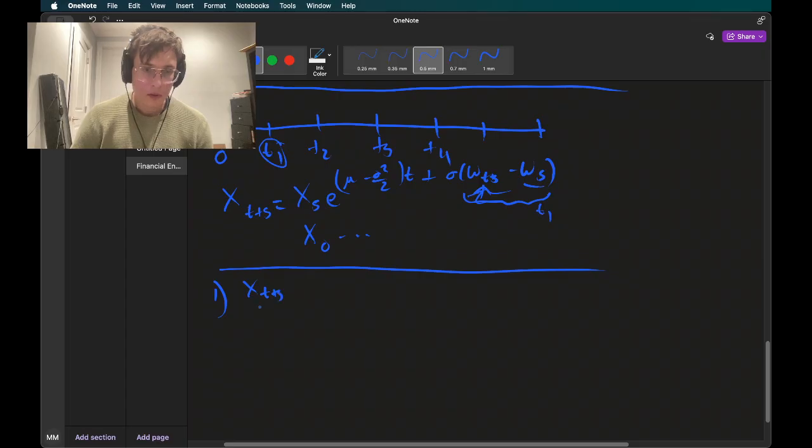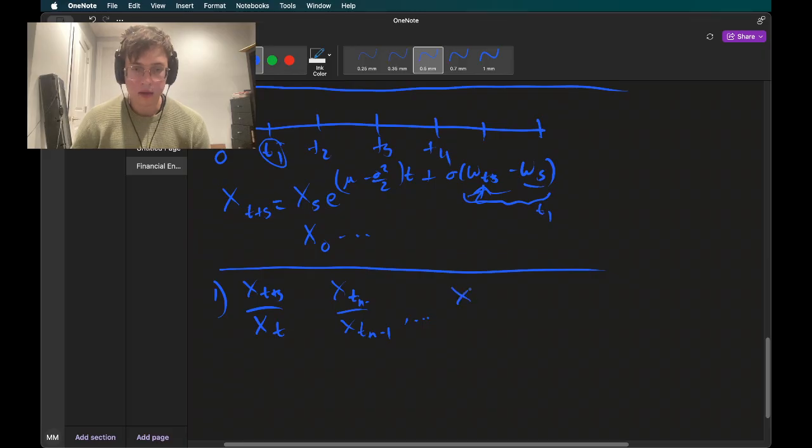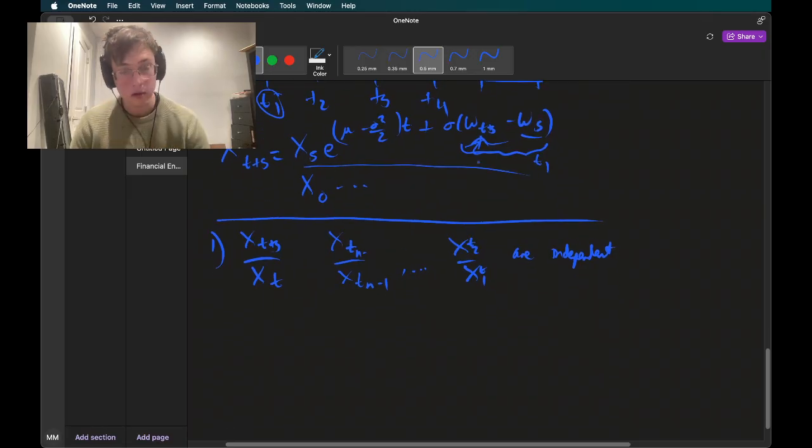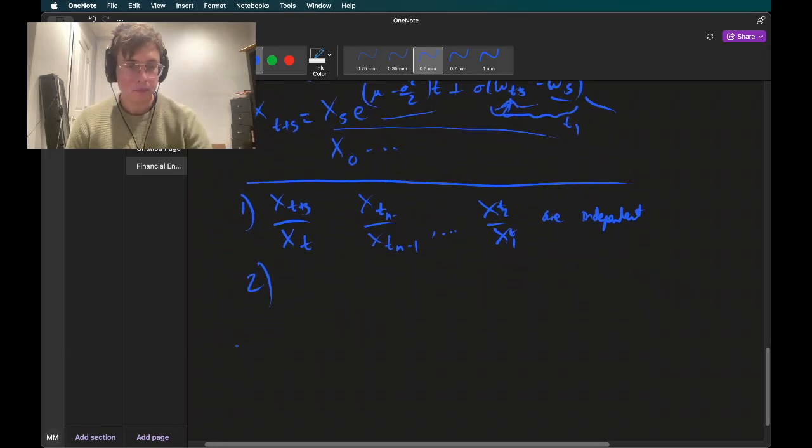Okay, great. So some properties of geometric Brownian motion. I think we already went over this, but x_{t+s} over x_t, or generally, if we pick increments, x_{tn} divided by x_{tn-1}, all the way to x_{t2} over x_{t1}, all of these are independent, as described by this formula. This is normally distributed again, and this is just a function of t, so the random variables have no effect on each other, which is great. Second, obviously x_t is continuous given that all of its constituent parts are continuous.